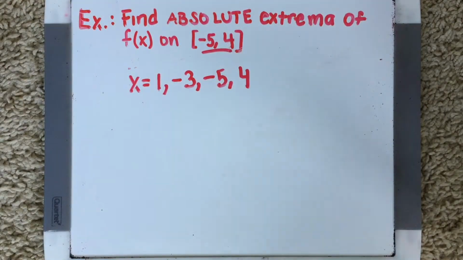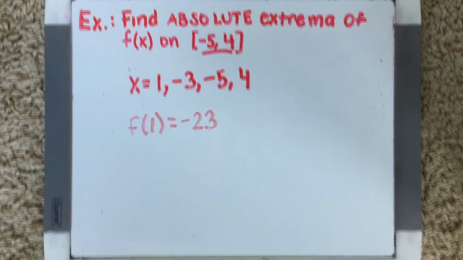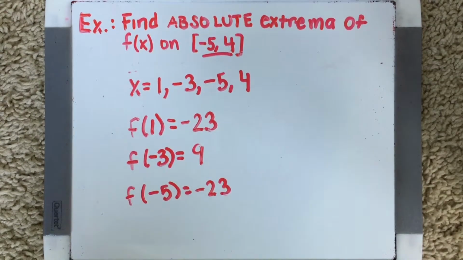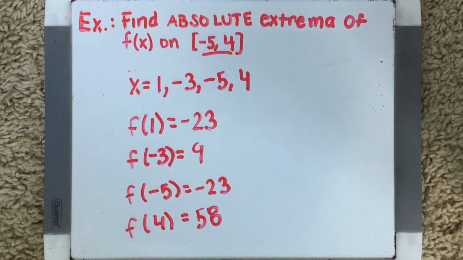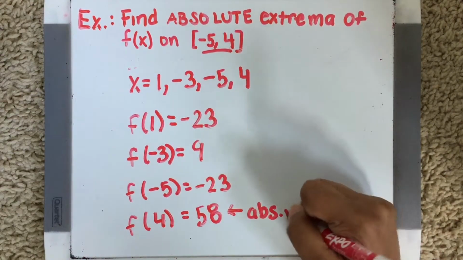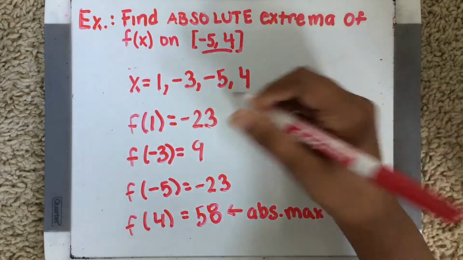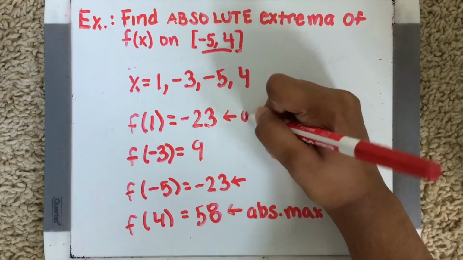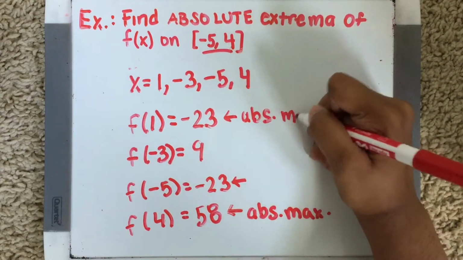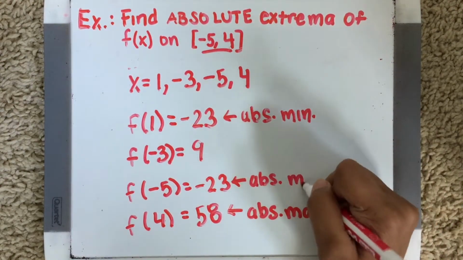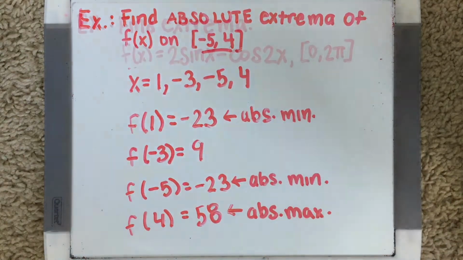Finding absolute extrema involves testing each one of the x values we obtained previously. F of 1 equals -23, f of -3 equals 9, f of -5 equals -23, and f of 4 equals 58. This tells us that x equals 4 is an absolute maximum, and that both f of 1 and f of -5 are absolute minimums. And there we have our answer. We found the absolute extrema of the function on the closed interval.